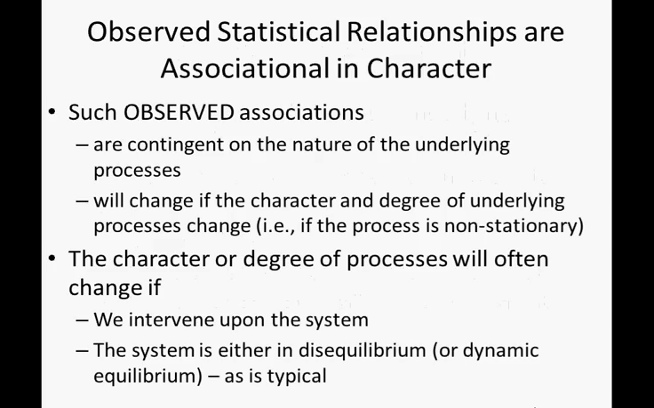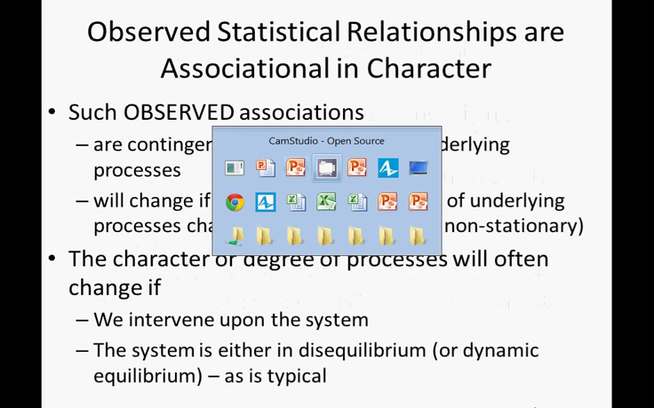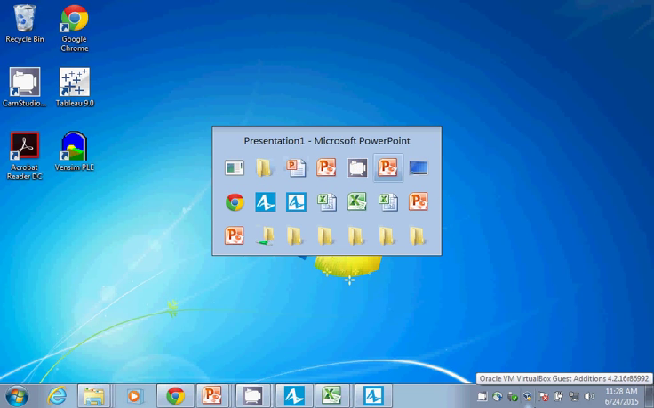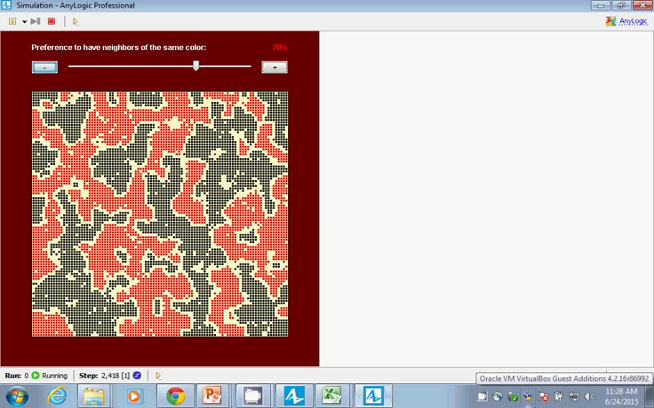The view here is that these observed associations are contingent on the nature of these underlying processes. There are some associations that are observed, and this is very important: these associations will change if the character and degree of the underlying processes change. So let me run a little example. If anyone's interested in following along, you're welcome to do so, although I won't pause to make that happen.